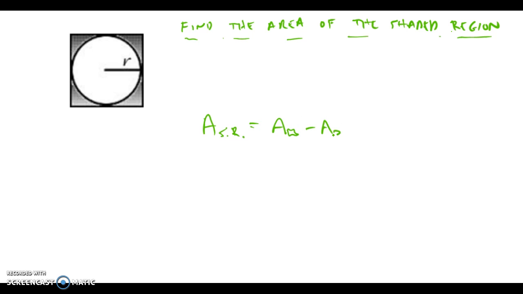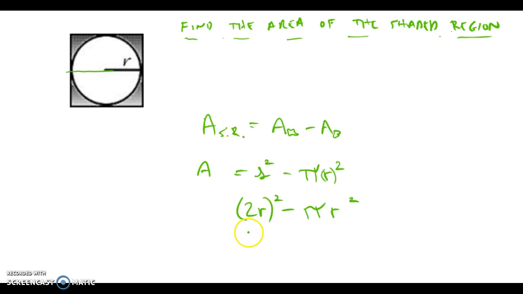So let's find the area of the square. The square is side times side, equal to side squared, minus, and the area of the circle is pi r squared. So in this instance, the side of the square is 2r, 2 times the radius of that circle. So I'm going to do 2r squared, and I'm going to minus pi, and I'm going to substitute r in for r, and I'm going to wind up with the same thing, pi r squared.